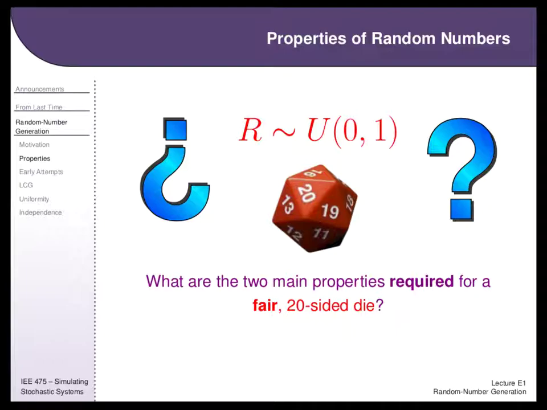So I'll pitch this out to you. Let's say I had a 20-sided die like this one, and I wanted to judge whether it was fair. What are some of the properties that you think I would want of this 20-sided die? Take 30 seconds and talk to your neighbor. What are good things about a 20-sided die? How do I tell a good 20-sided die from a bad one?